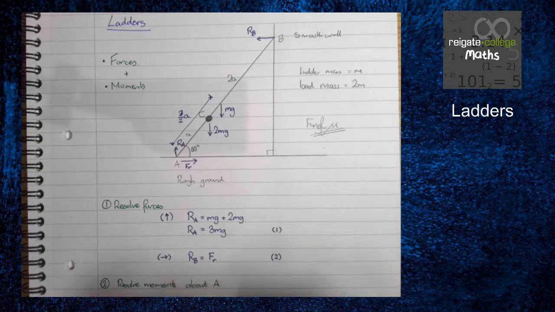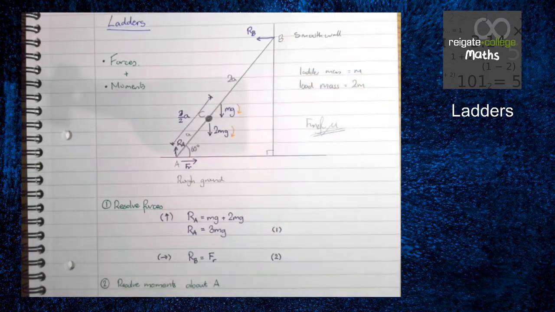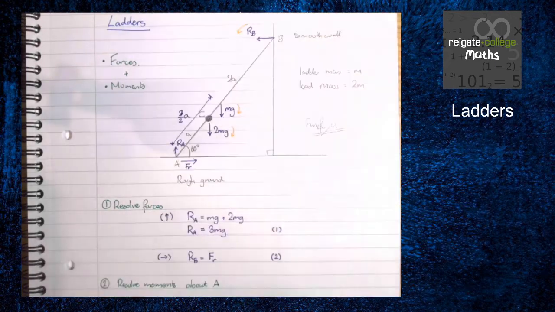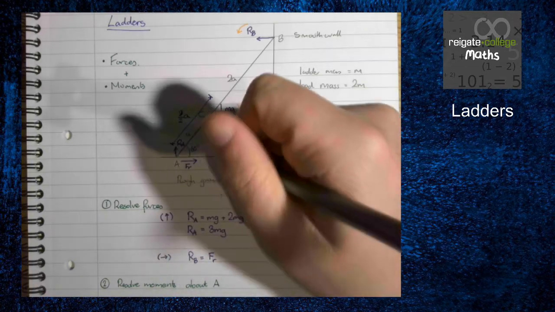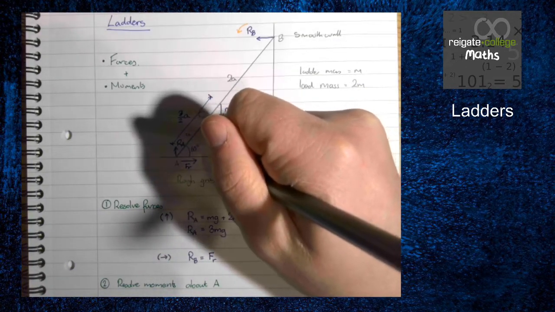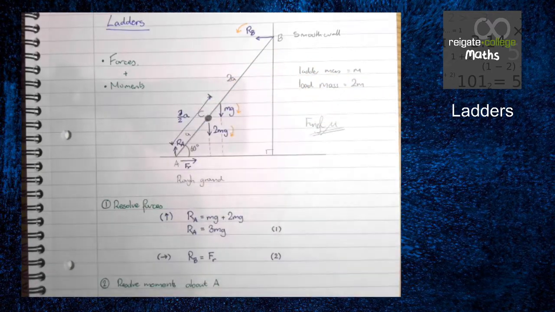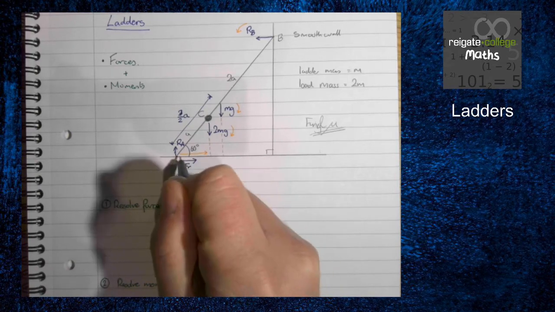I'm going to do this in a different colour. These are going to cause a moment clockwise because they are going down. The RB is going to cause a moment anti-clockwise. What we need to figure out is the perpendicular distance from the line of this force to the point. So if we keep going this way, for these 2 downward forces, we can see we've got some perpendicular distances here.